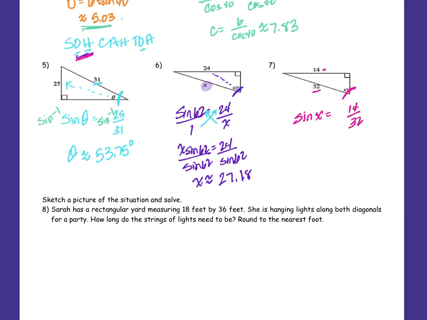I don't want sine. I just want x. So I'm going to do sine inverse. And whatever I do to one side, I do to the other side. So x is approximately equal to sine inverse of 14 divided by 32. So 25.94 degrees.